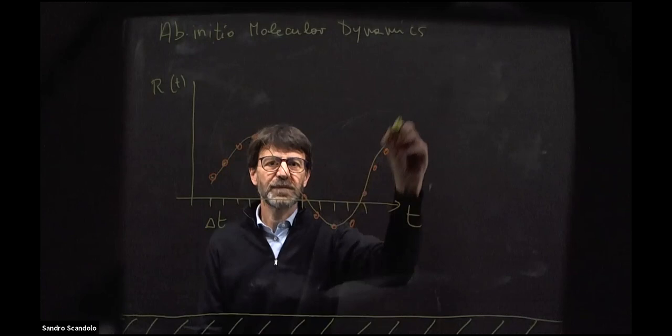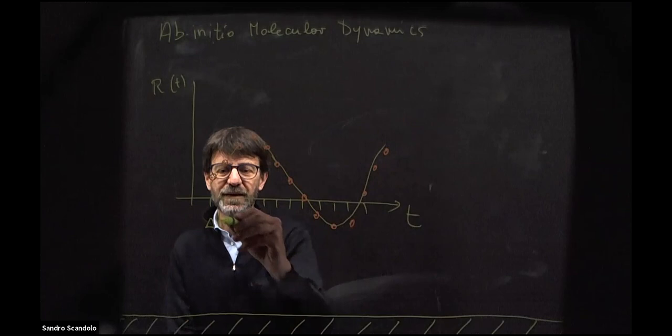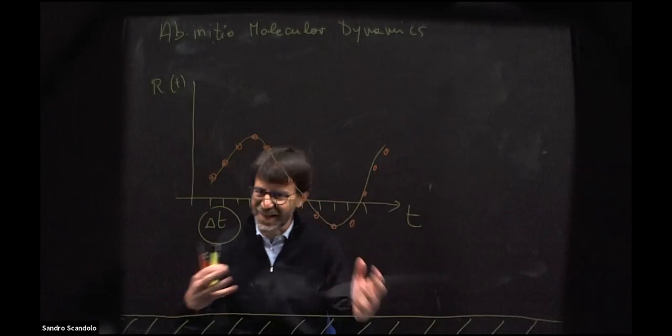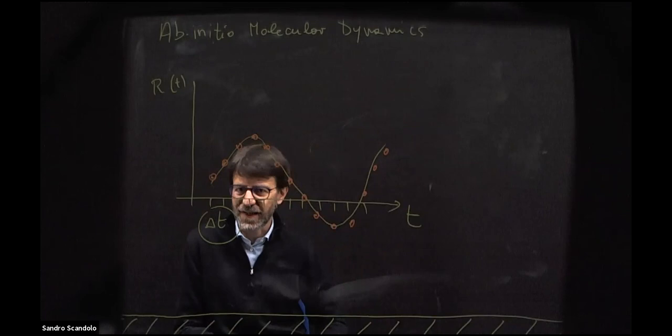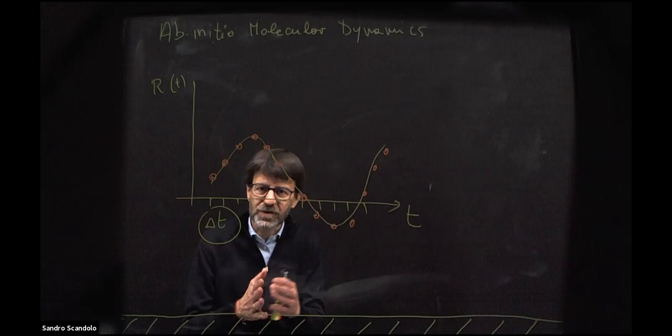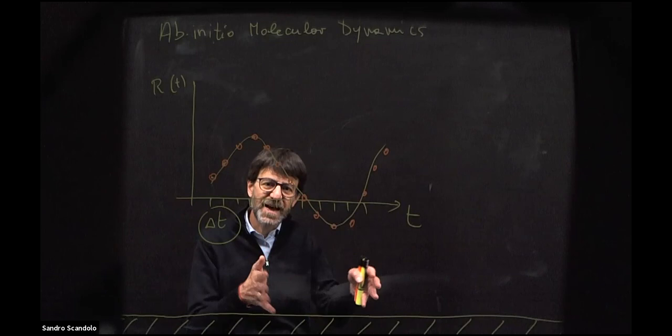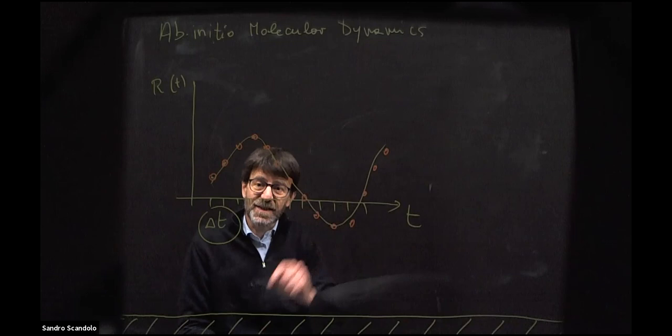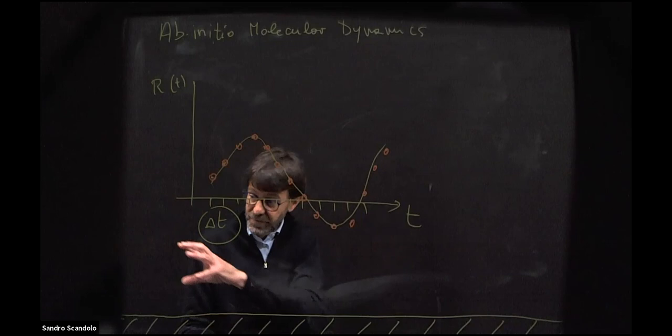Now, the question is, how do I choose delta t? There are two contrasting arguments that I have to take into consideration when I choose delta t. Based on what we just discussed, I want to make delta t as small as possible, because the smaller delta t is, the better will be my integration, the more precise my estimate of the position at time t plus delta t. I'm making this error, which I just discussed, of order delta t to the fourth in the case of the Verlet algorithm, and I want it as small as possible.